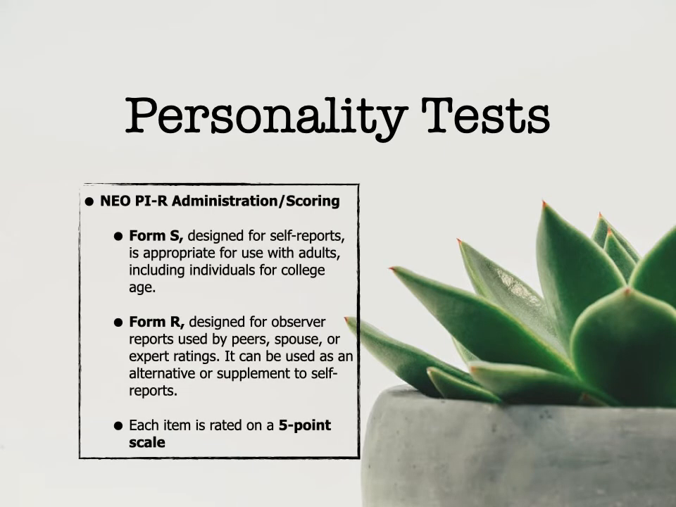Okay, so what are the two forms of the Neo-PI-R? You have Form S, which is designed for self-reports. You give this to the client so they can answer it by themselves. It is appropriate for use with adults, including individuals of college age. Form R, however, is designed for the observer. Reports are used by peers, spouse, or expert rating. So this can be used by you as the expert, as an alternative or supplement to self-reports. Each item is rated on a 5-point scale, and later on we will see some sample items of the Neo-PI-R.